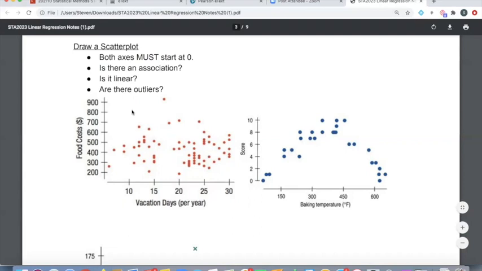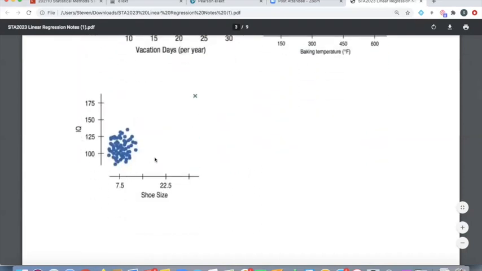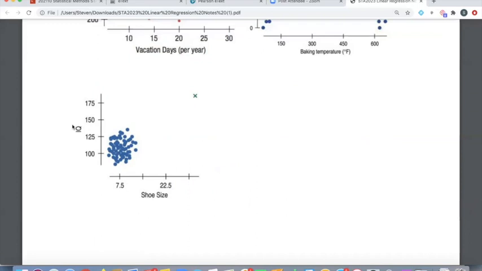Then we've got to watch out for outliers. This graph, also from your book, tries to relate shoe size to IQ. Do you think there's any relationship between shoe size and IQ? Of course not. But if you plug all this data into your calculator, it will give you a moderate correlation. And the reason is this data point right there.